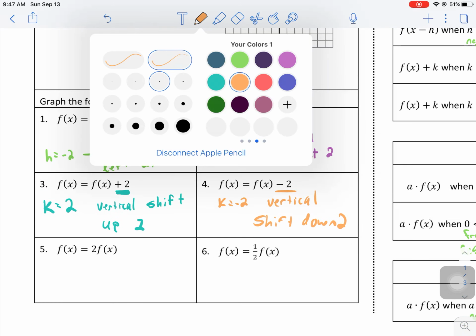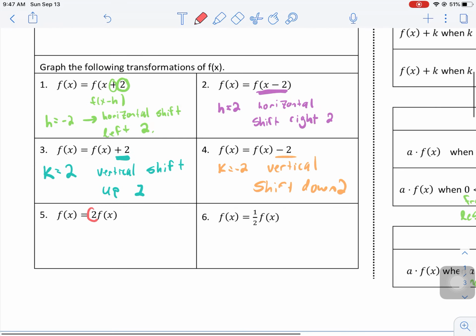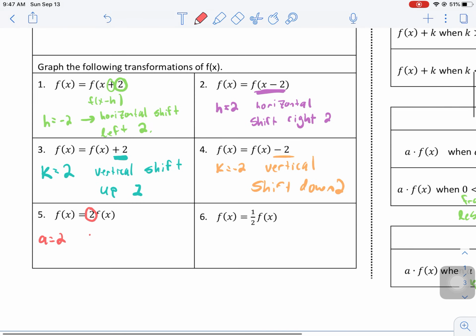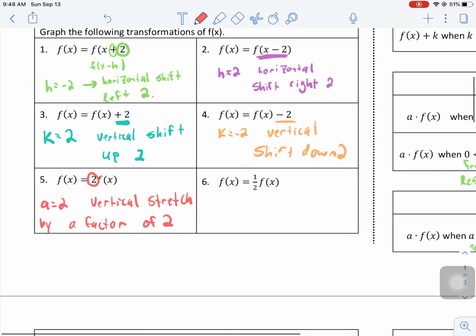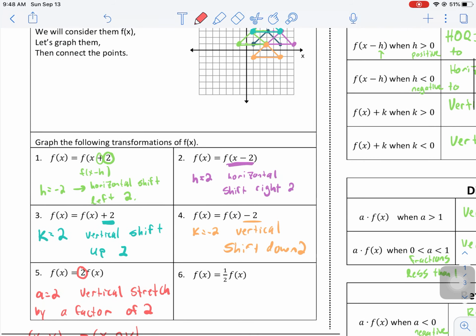All right, next, as we can see here, we'll keep with those colors, 2 on the outside, okay? So it's a whole number, so this is an a value of 2. It's going to be greater than 1, so then this is our vertical stretch by a factor of 2. And what this does, guys, is it says it takes x and y, and then what it does is it makes it x comma 2y. So we're physically just taking the y values and multiplying them by 2.